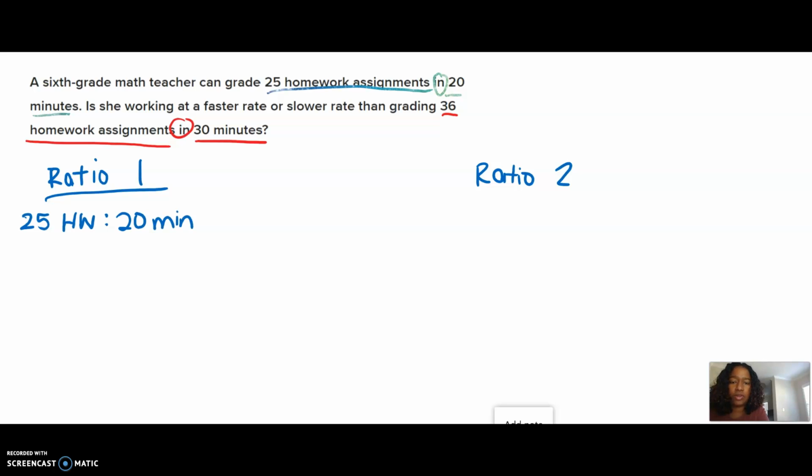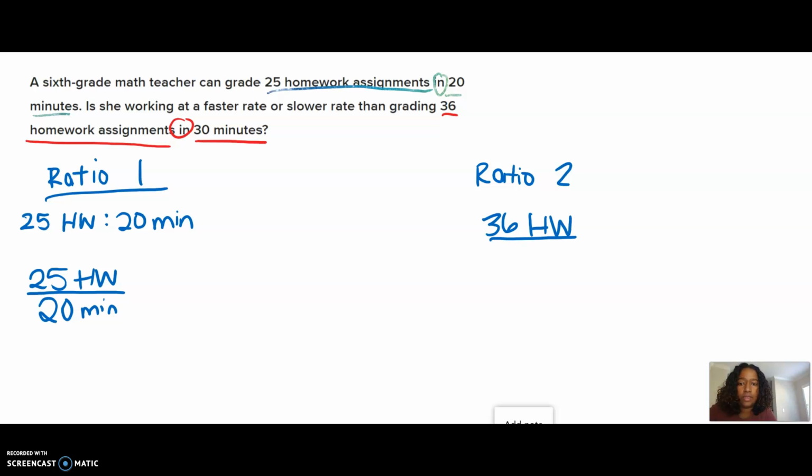And in class, we've been writing the ratios as fractions. So we can have 25 homework assignments over 20 minutes. When we're finding the constant rate of anything that requires time, time is always going to be my denominator, okay? And then for ratio 2, we can write it as a regular ratio. It goes straight into the fraction, 36 homework assignments in 30 minutes.